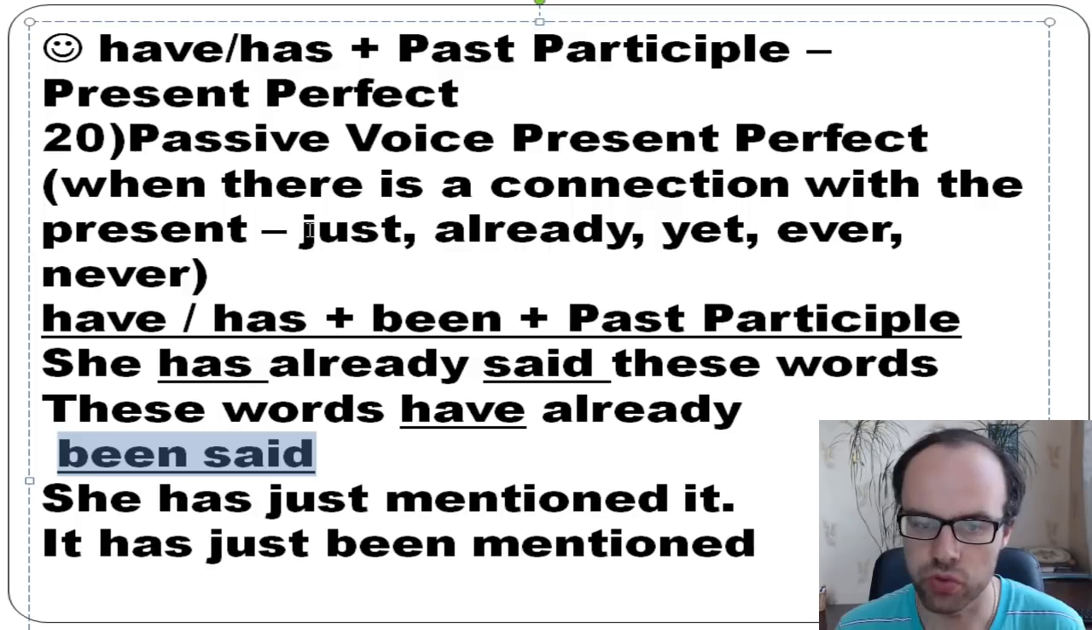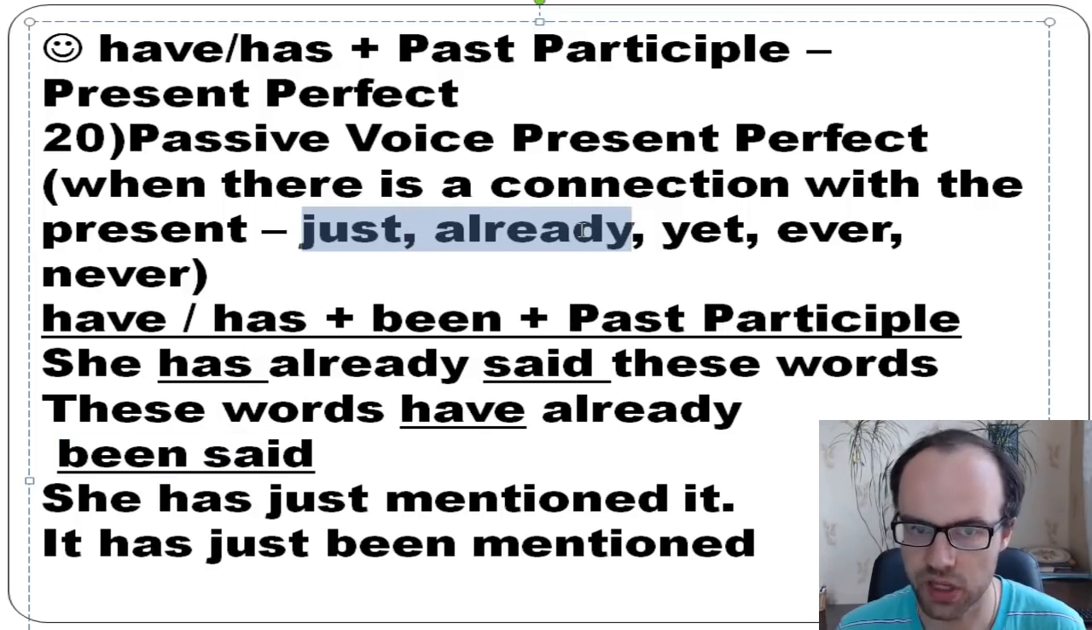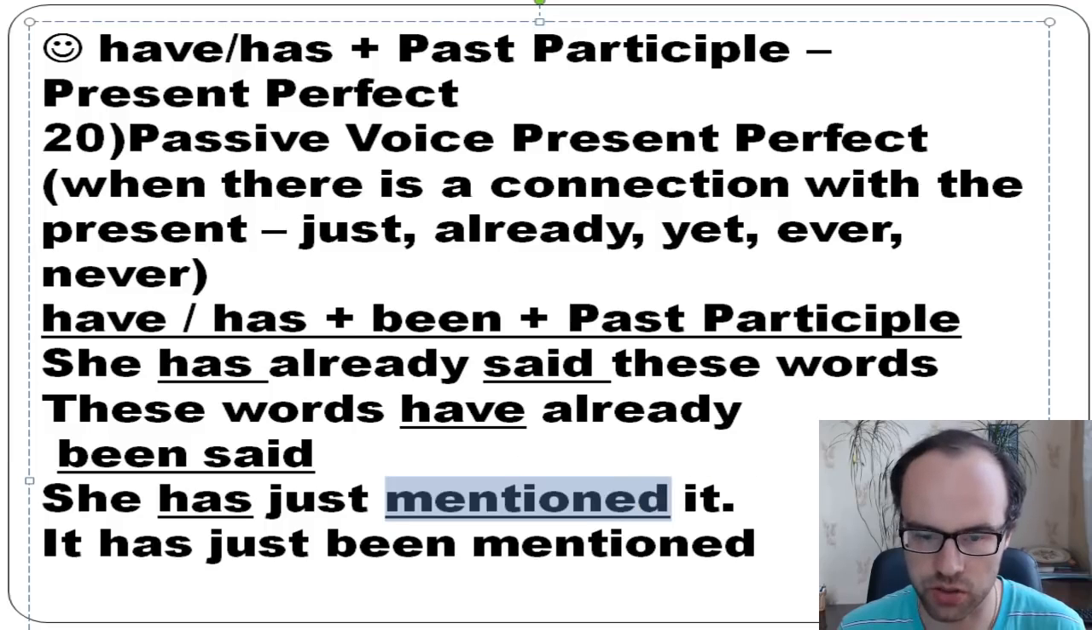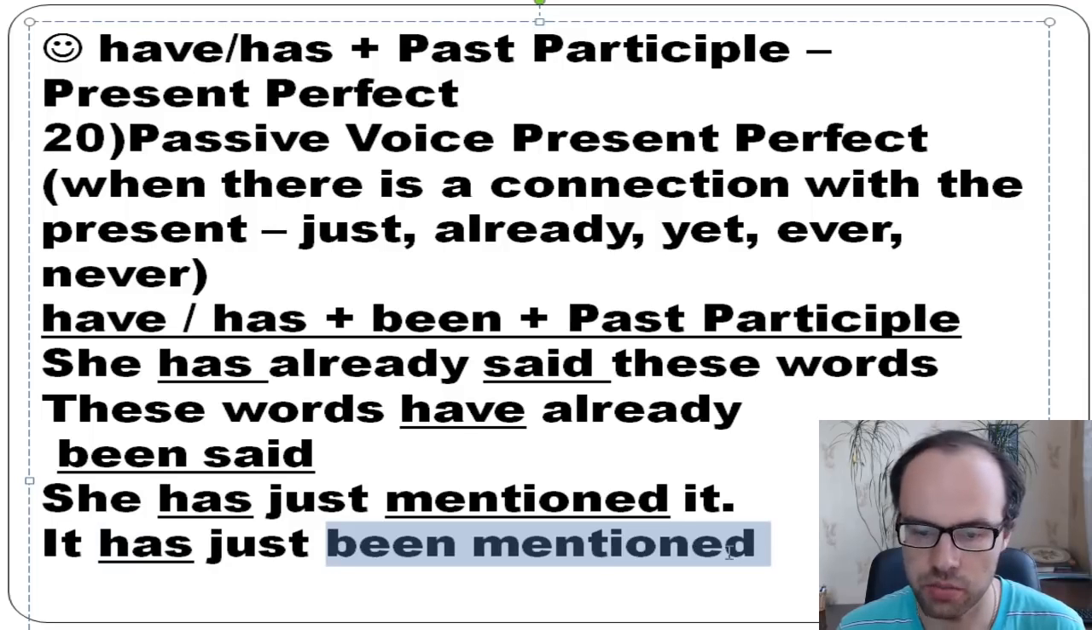You know that we put just and already in the middle. Okay, she has just mentioned it, so it's present perfect, has mentioned, and we see just in the middle. Or it has just been mentioned. Has been plus past participle, mentioned. So mentioned is the third form. It has just been mentioned. Good.